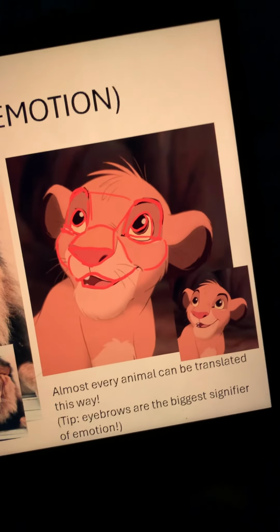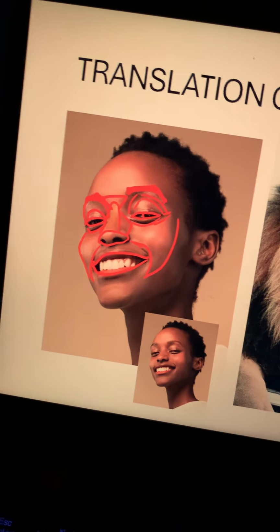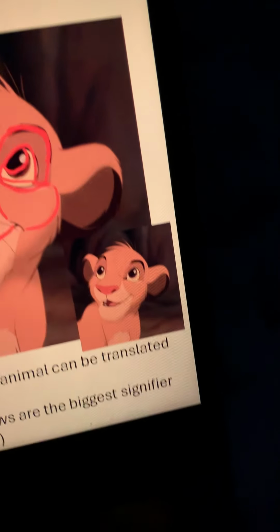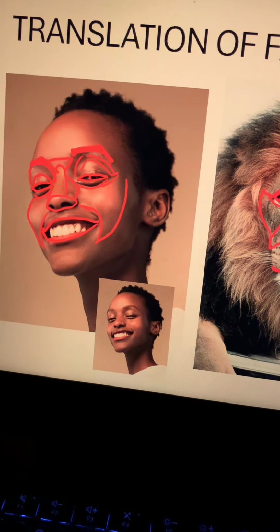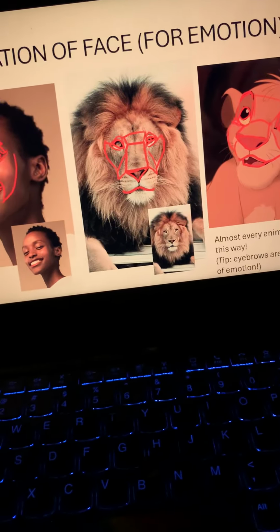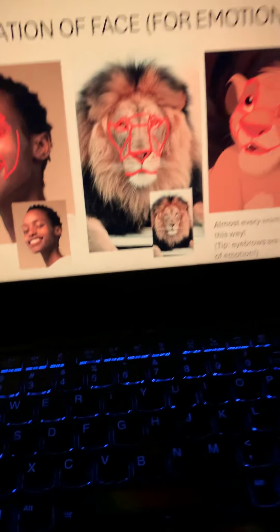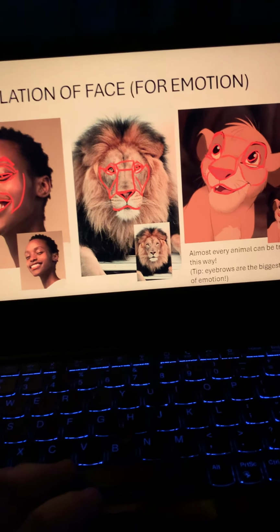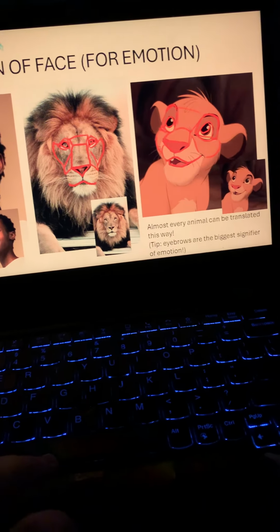They of course make the animal have similar proportions to the actual animal. However, then they have stuff like lions don't really have eyebrows, but in the Lion King they do, and they translated it from the humans. Just draw up maps like this onto your animals and translate the face, and this is a pretty surefire way to be able to warp the emotions of your characters. Almost every animal can be translated this way.